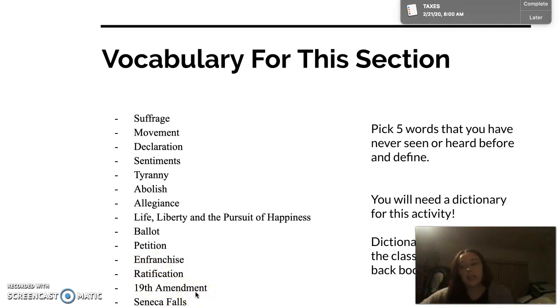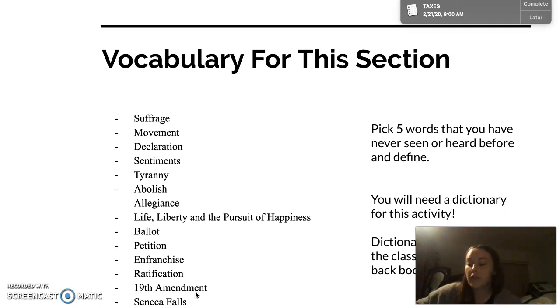Go ahead and take a few minutes and pick 5 words and look for the definition, and then I'm going to be calling on some of you to share some of the words that you chose. Okay? All right, so can somebody just share one word that they chose? Ballot? Okay, perfect. So what does the word ballot mean?